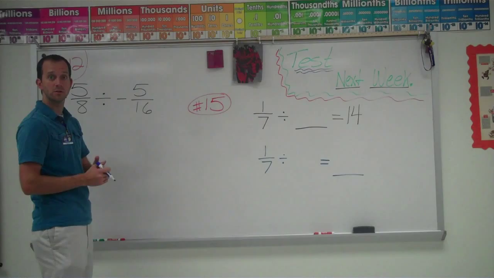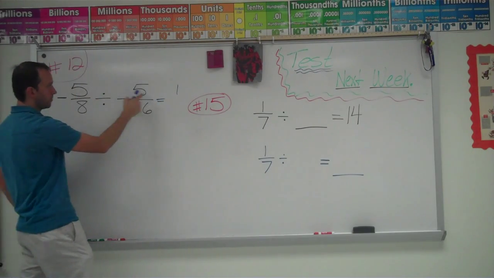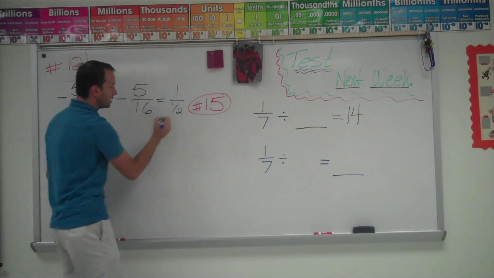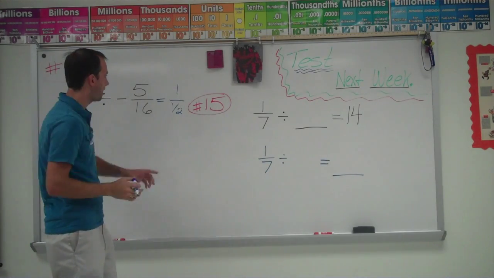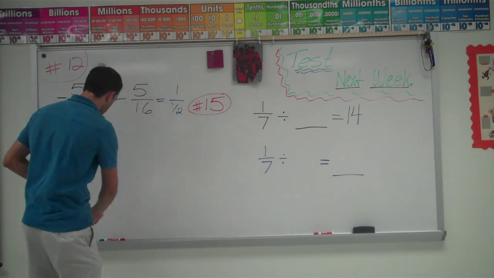Why not, you might ask? Because if we do, we will wind up with 5 divided by 5 is 1, and 8 divided by 16 is a half, or 0.5. We really don't want that messy math of fractions inside of fractions. That's no good for us.